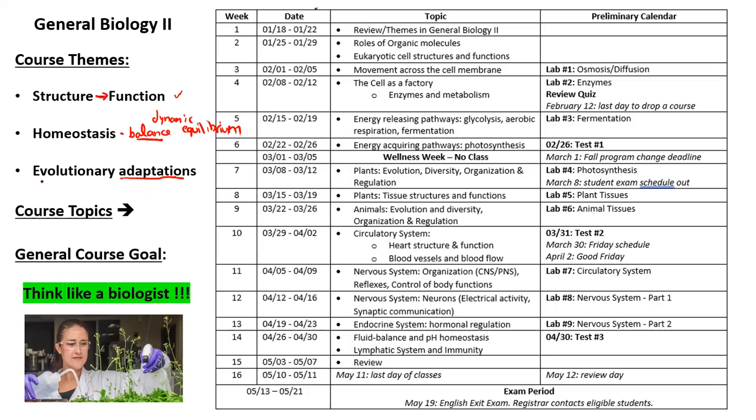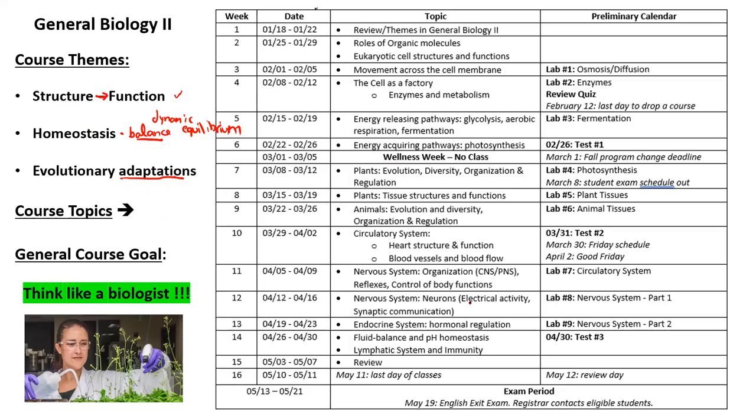So these are going to be our course themes. And what we mean by that is that they're always coming back. They're always present in any topic we discuss. Those elements, you keep them in the back of your mind. They're there.